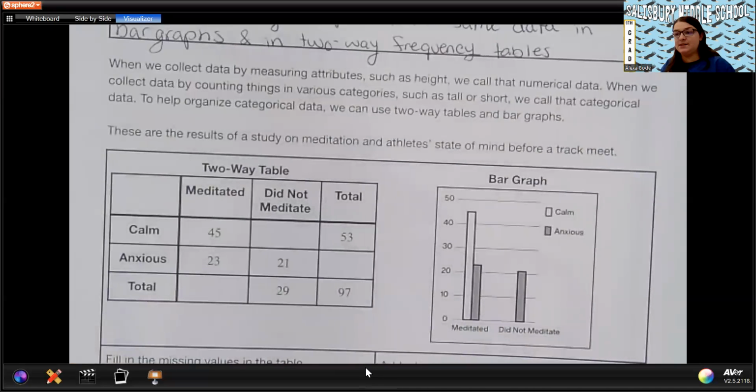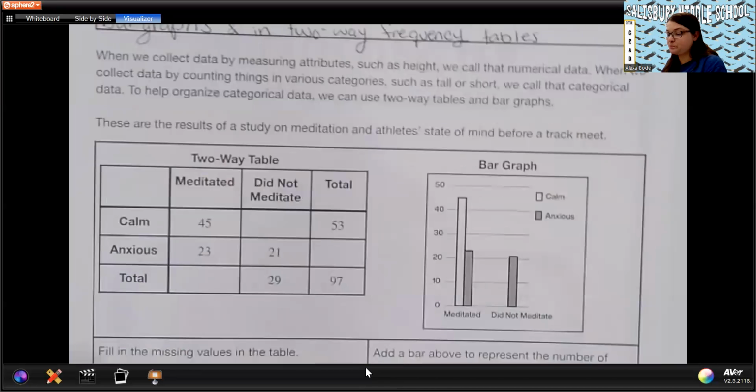So what we just got done doing earlier in this unit was numerical data with our scatter plots and talking about height sizes or height and shoe sizes, where this would be more of how many boys are tall, how many boys are short, how many girls are tall, how many girls are short. So it's more counting things like it says.